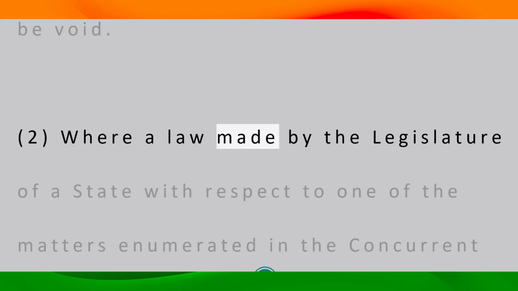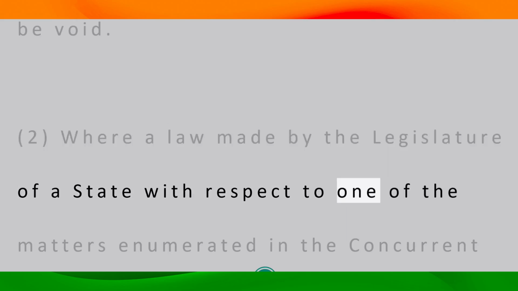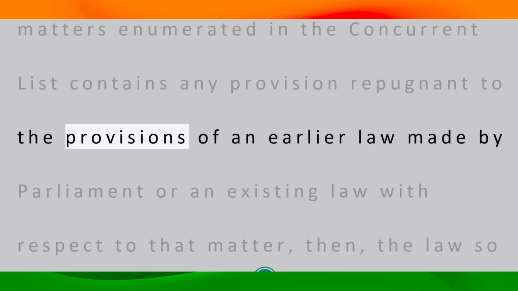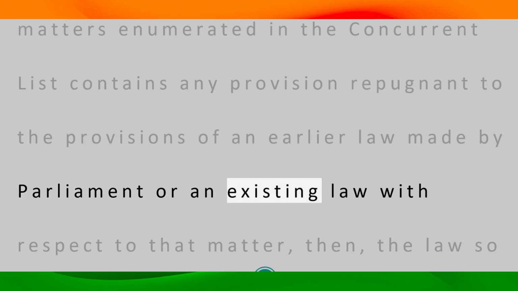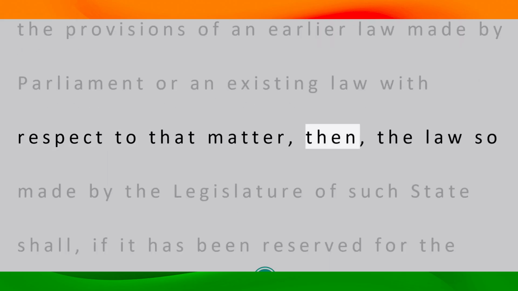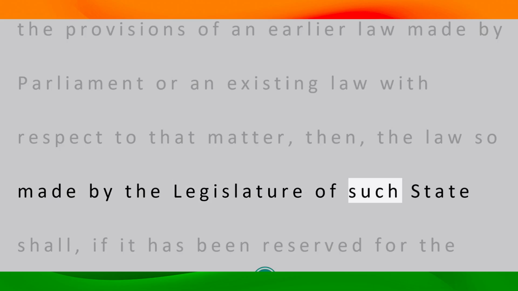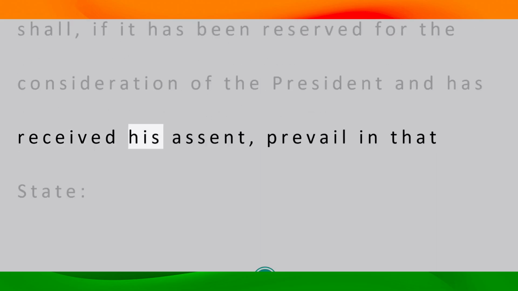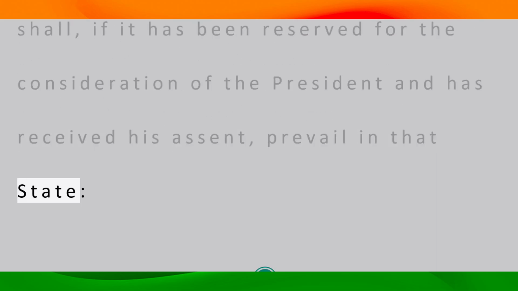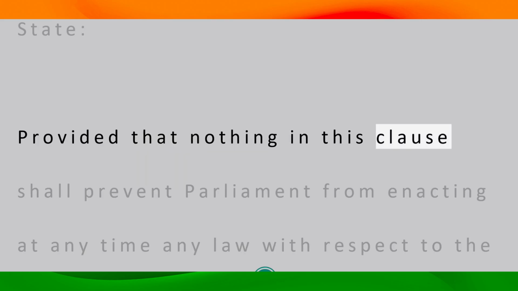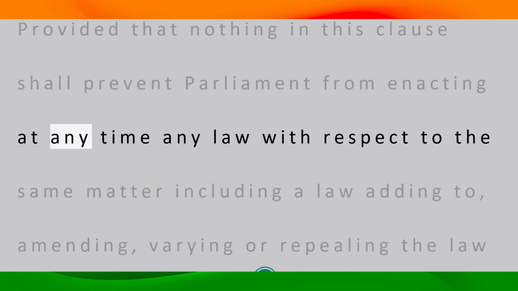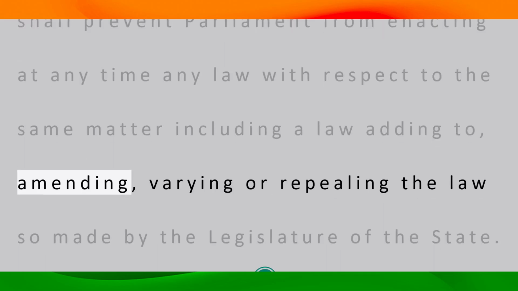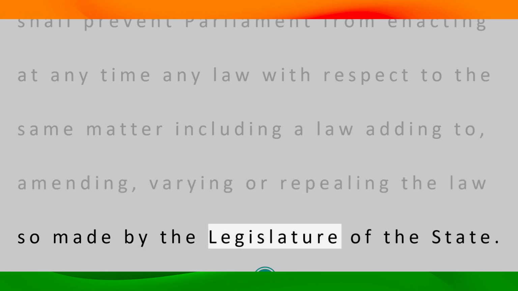2. Where a law made by the legislature of a state with respect to one of the matters enumerated in the Concurrent List contains any provision repugnant to the provisions of an earlier law made by Parliament or an existing law with respect to that matter, then, the law so made by the legislature of such state shall, if it has been reserved for the consideration of the President and has received his assent, prevail in that state. Provided that nothing in this clause shall prevent Parliament from enacting at any time any law with respect to the same matter including a law adding to, amending, varying or repealing the law so made by the legislature of the state.